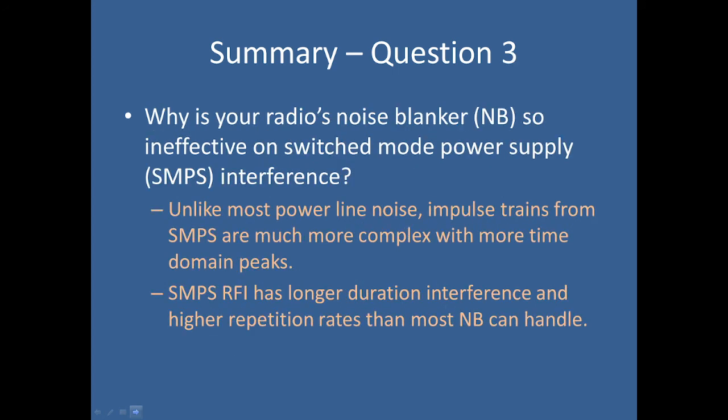Why is the noise blanker so ineffective? Well, unlike most power line noise, impulse trains from switch mode power supplies are just more complex, and there's a lot more peaks of the impulses in the time domain, which leads you to more complex frequency domain noise. SMPS RFI has longer duration interference and higher repetition rates than most noise blankers can handle.